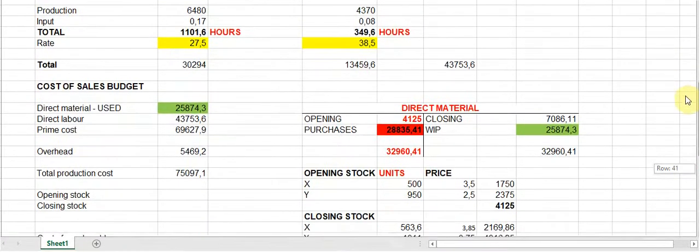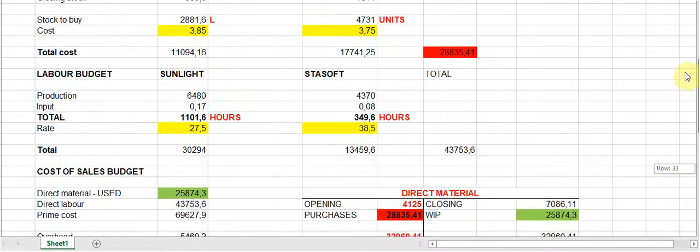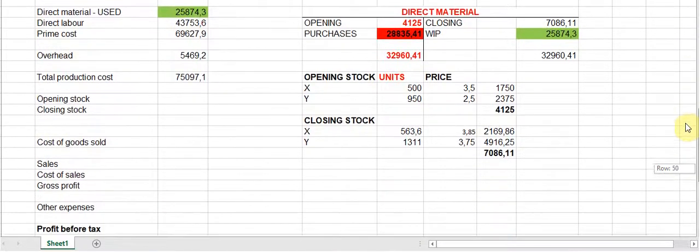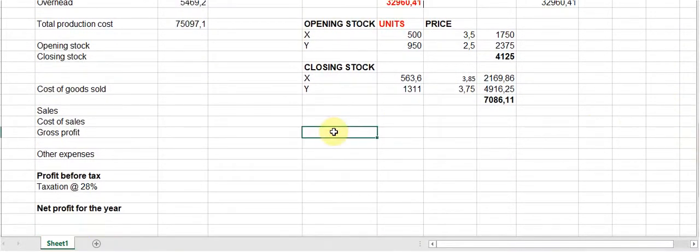I no longer know where to squeeze it in. So I am just going to put it here. Okay, I'm going to say closing stock. So for the closing stock, we are going to use our finished goods. And the finished goods were, we had Sunlight and we had Stasoft. I'm just going to call it Sun and Stasoft. So it was 1,155 and, I beg your pardon, it was 420.